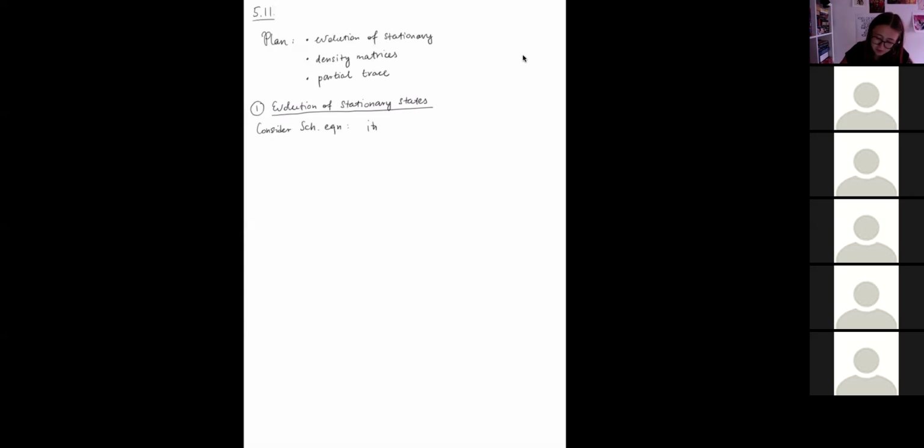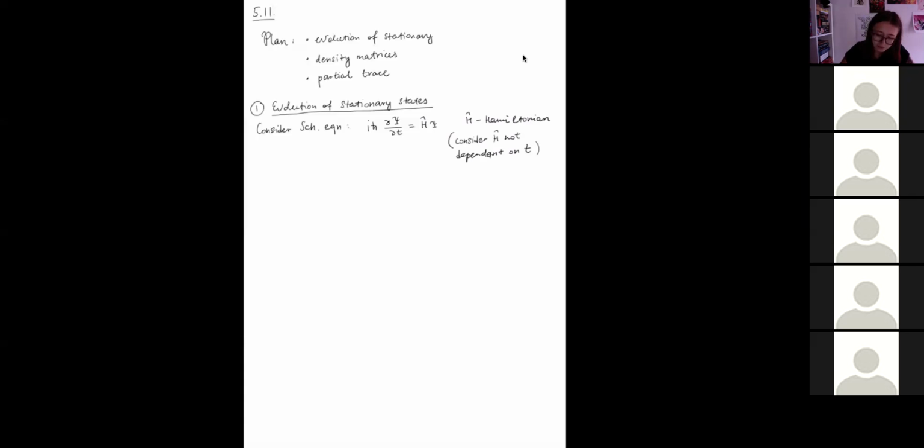Which would say i h bar d Psi by dt equals H Psi, where H is the Hamiltonian. For this problem, we'll consider only Hamiltonians which do not depend on t, so time-independent Hamiltonians. So consider H not dependent on t.